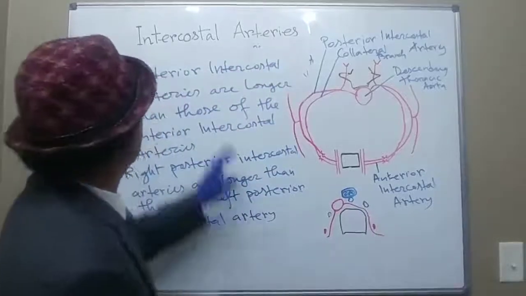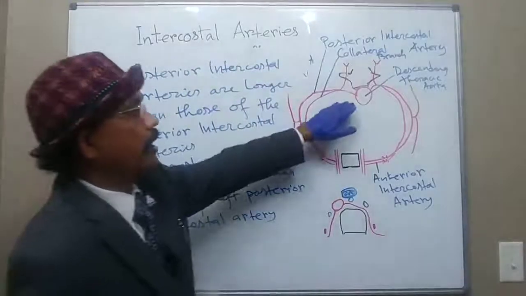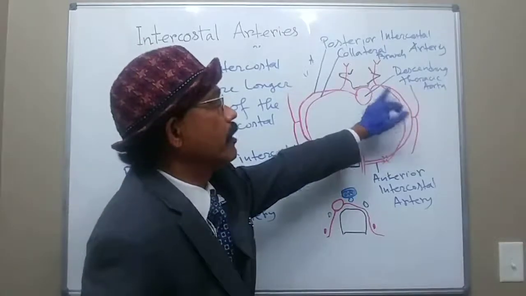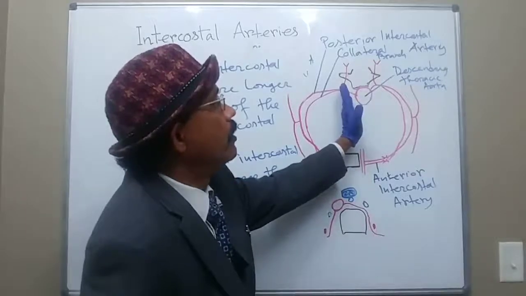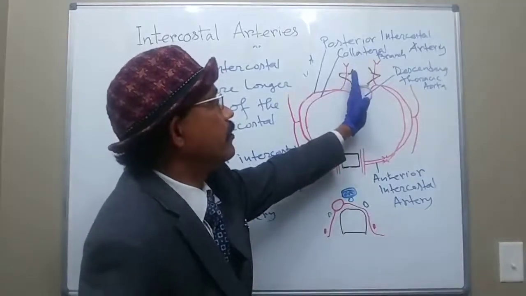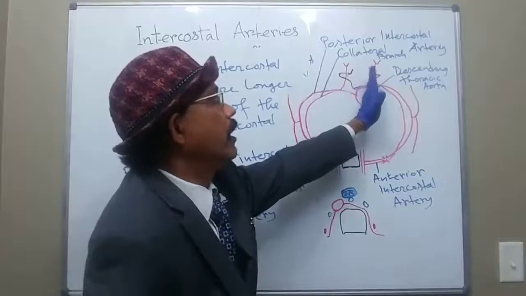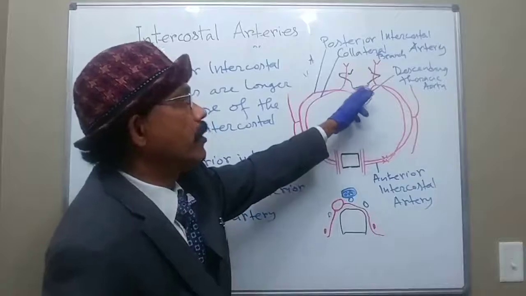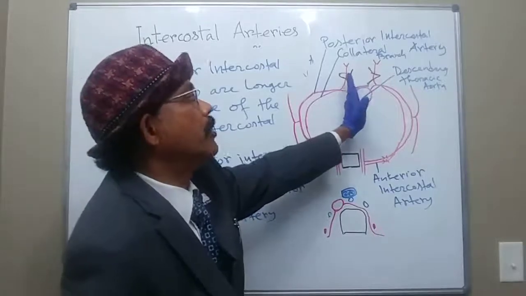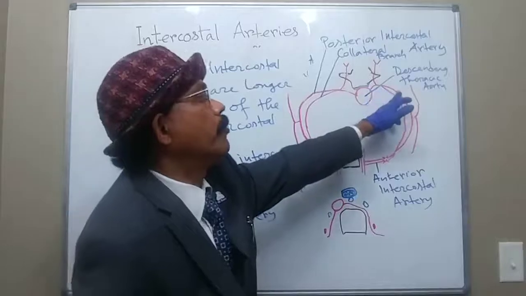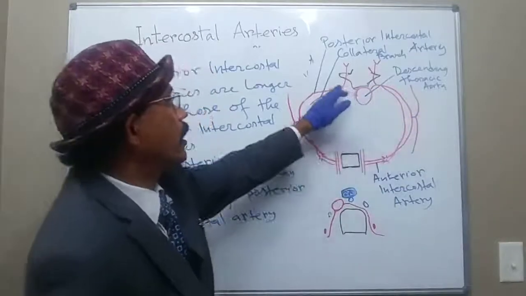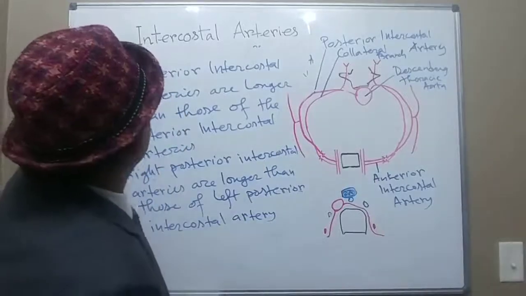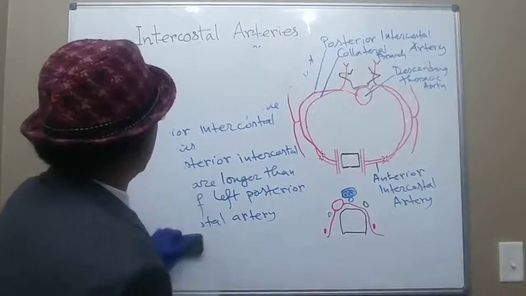Okay, so the posterior intercostal artery on the right side is longer than that of the left posterior intercostal arteries, because the aorta is not exactly in the midline, it is anterolateral on the left side of the vertebral column. So it is in front of the vertebral body but a bit left. So the left posterior intercostal arteries are shorter, right posterior intercostal arteries are longer. Okay, we got that. Posterior intercostal arteries, anterior intercostal arteries.